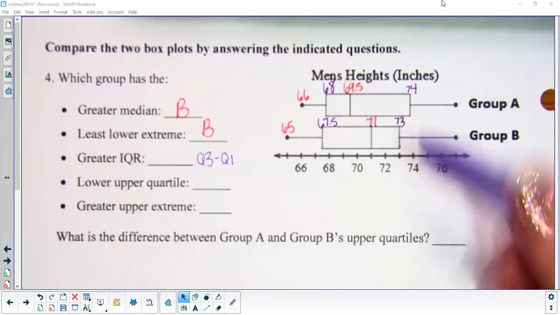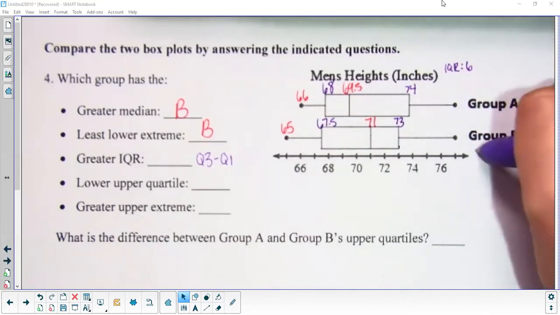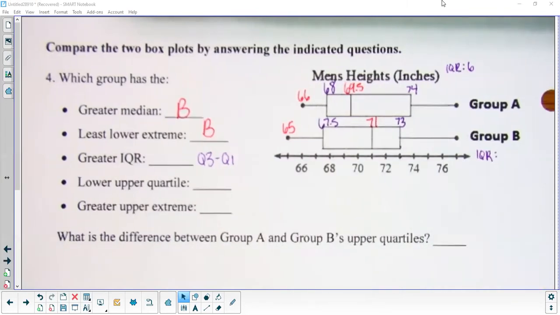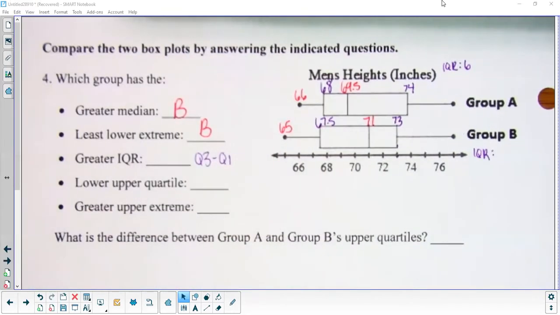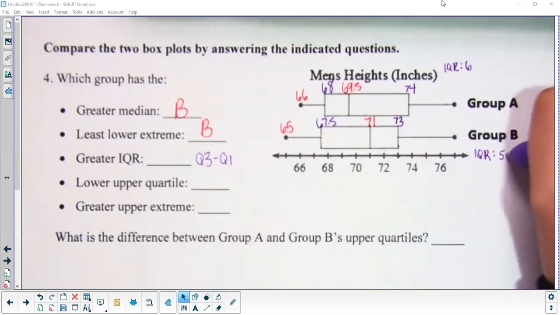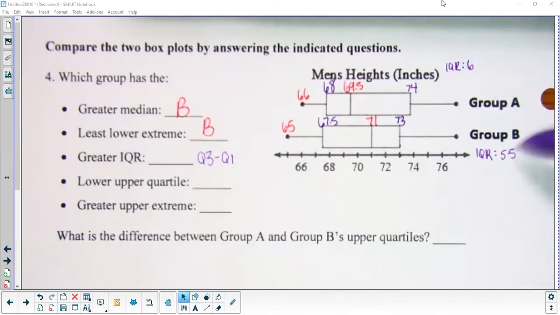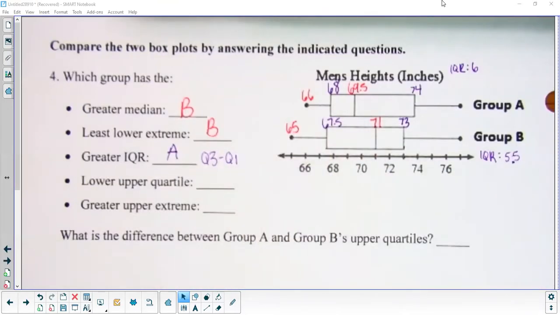And that one is 6. So group A, my IQR is 6. So for group B, my Q3 is 73. Let me do this on camera. 73 minus 67.5. That one is 5.5. So which one has the greatest IQR? That one's going to be group A because 6 is bigger than 5.5. So group A is the biggest.